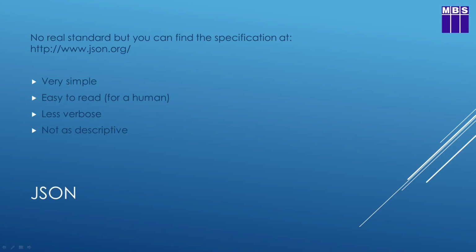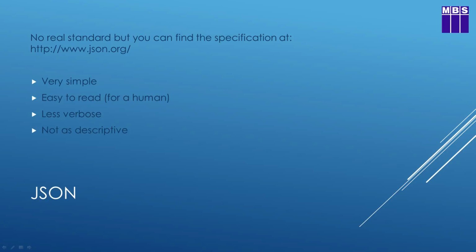Now to JSON. There is no real standard to JSON, but you can find a specification at www.json.org. So there's no actual standards body overseeing the future development of JSON, but json.org will show you the specification. It's a very simple specification. It's very easy to read for both a human and a machine. It's much less verbose than XML, but it's not as descriptive as XML. So we can do a lot more with XML than we can with JSON. But JSON serves our web services purpose very nicely indeed.